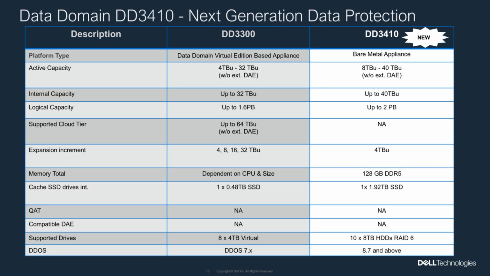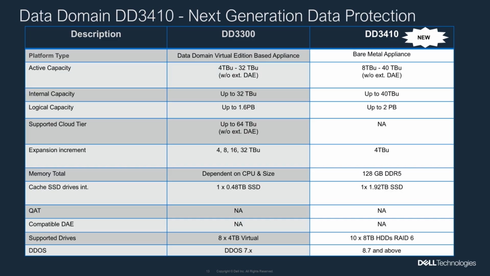When comparing the Data Domain DD3410 with the legacy DD3300, the DD3410 is a bare metal appliance built on a hypervisor independent platform, unlike the DD3300, which was a Data Domain Virtual Edition based appliance. The Data Domain DD3410 scales up to 40 TBU, which is also higher than the maximum supported capacity of the DD3300, which leads to higher logical capacity of up to 2 PB when compared to the DD3300.